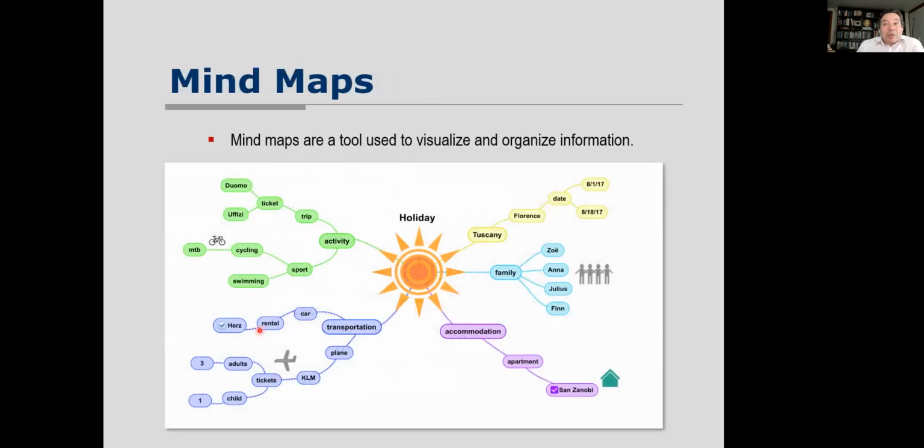So mind maps are a tool to visualize and organize information. So let's say you want to go on a vacation. You might organize the information of that vacation in terms of transportation, activities, location, people, and accommodation. So that would be a mind map of your vacation.